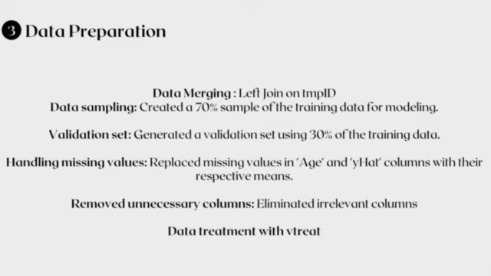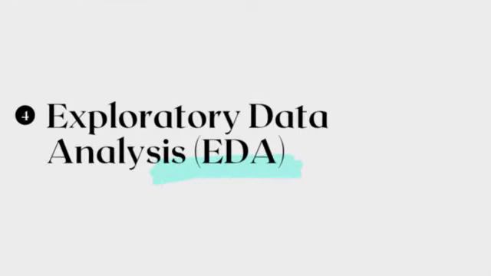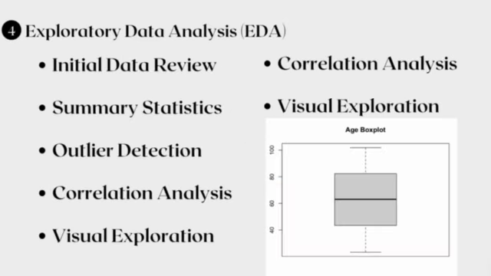Data treatment with the vtreat package. The reason for this is to use the vtreat package to enhance data quality, encoding, and handling missing values, making it suitable for machine learning. Let's move to EDA. First row examination. The reason for this is to gain an initial insight into the dataset by reviewing the first few rows to understand its structure.